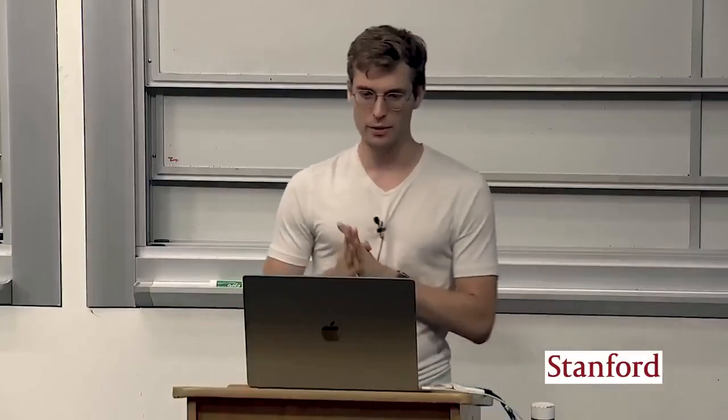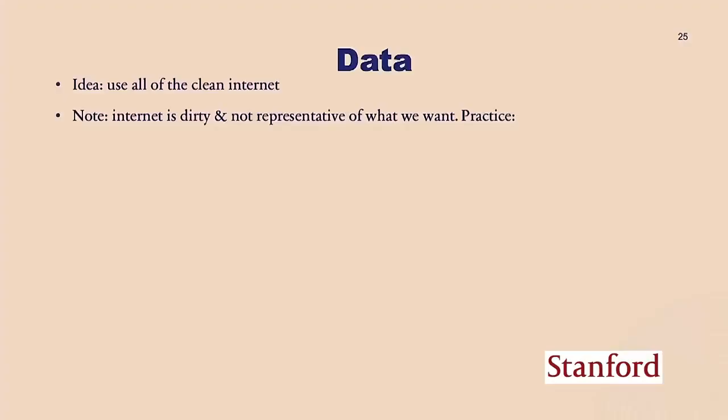So data is another really big topic. At a high level, people just say, oh, you basically train large language models on all of the internet. What does that even mean? Or people sometimes say all of clean internet, which is even less defined. The internet is very dirty and really not representative of what we want in practice. If I download a random website right now, you would be shocked at what is in there. It's definitely not your Wikipedia.